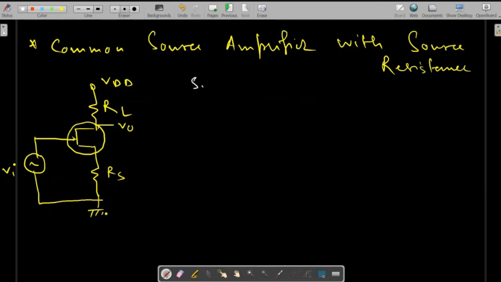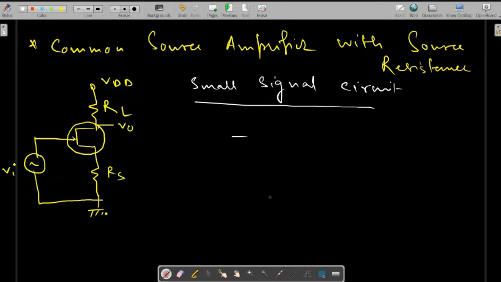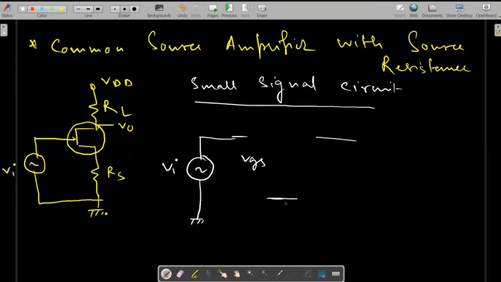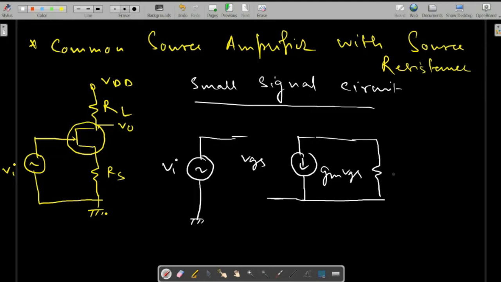So the small signal model. First draw the small signal or equivalent circuit. First draw the FET model. So this is VGS. Now check, VI is grounded. On this side we have gm VGS, and on this side we have RD. So this is the source terminal.